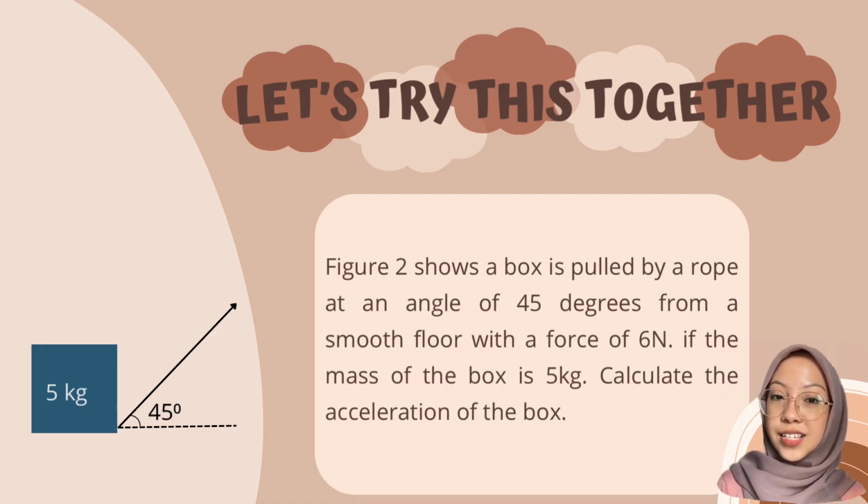Okay, now students, let's read the next question. Figure 2 shows a box pulled by a rope at an angle of 45 degrees on a smooth floor with a force of 6 Newton. If the mass of the box is 5 kg, calculate the acceleration of the box. I will give you 5 minutes to answer this question, and please use the 3I1S formula to find the answer.